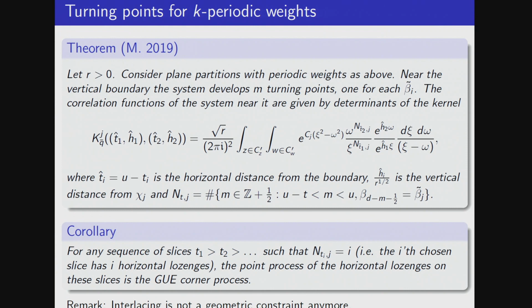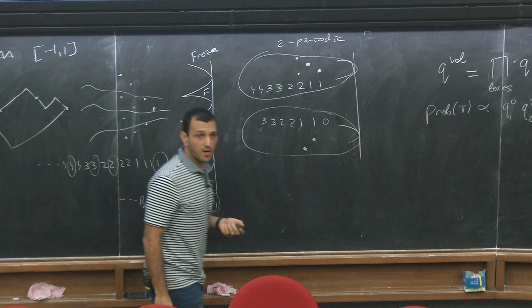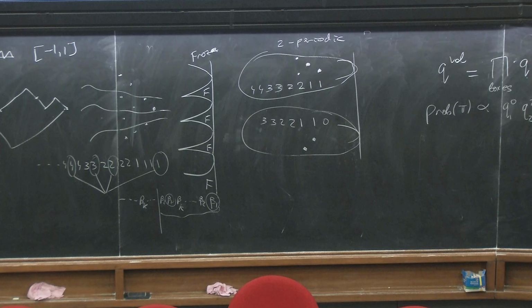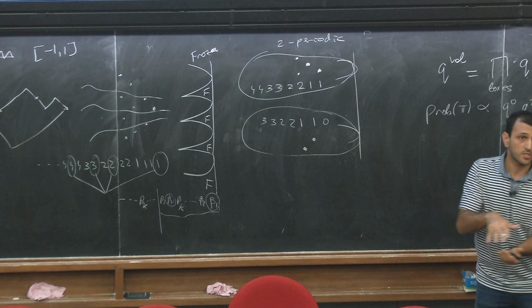Basically, what you can do is you can do this. Take any slice which has just one particle. Take any slice which has two particles. Take any slice which has three particles, and so on. Just make sure that you get the number of particles correctly. And look at the distribution of only those slices. Then it actually will be the GUE corners process. So you can basically get that from this. So essentially what you have here is a bunch of GUE corners processes which are somehow non-trivially correlated.